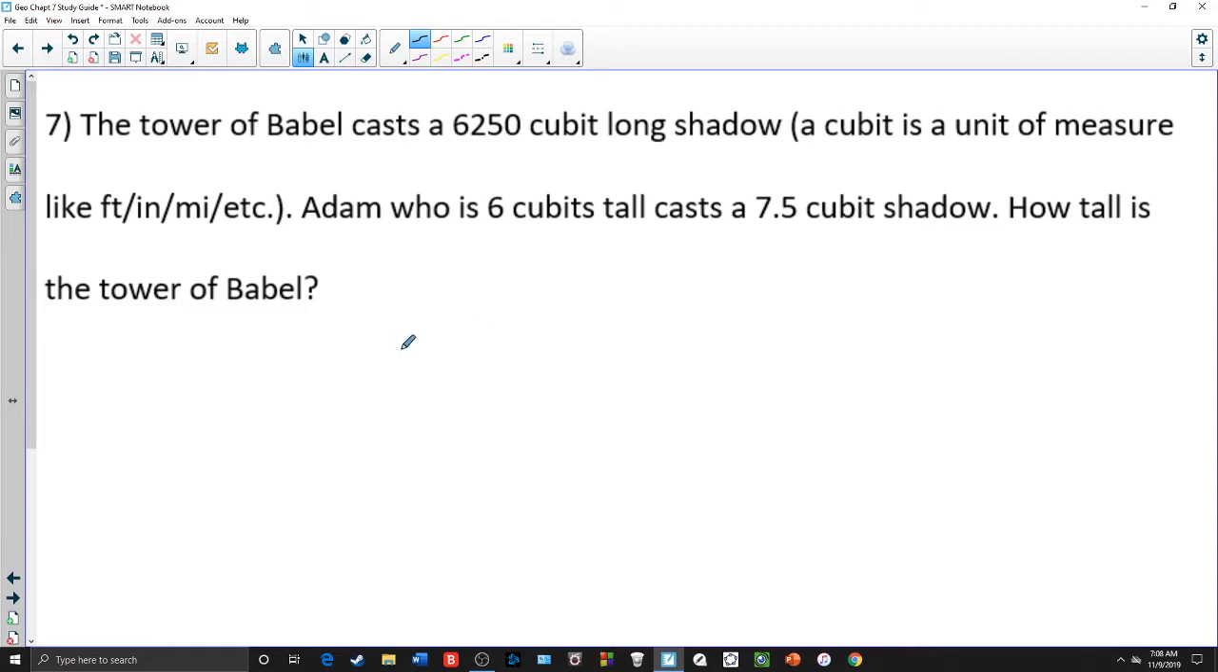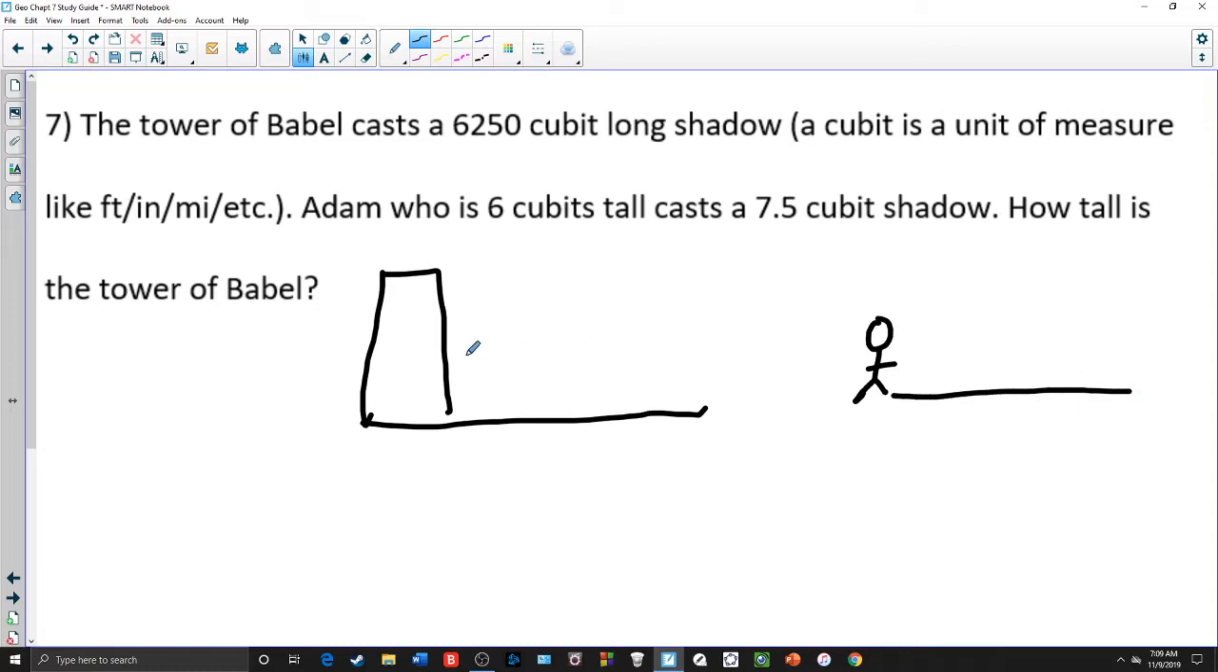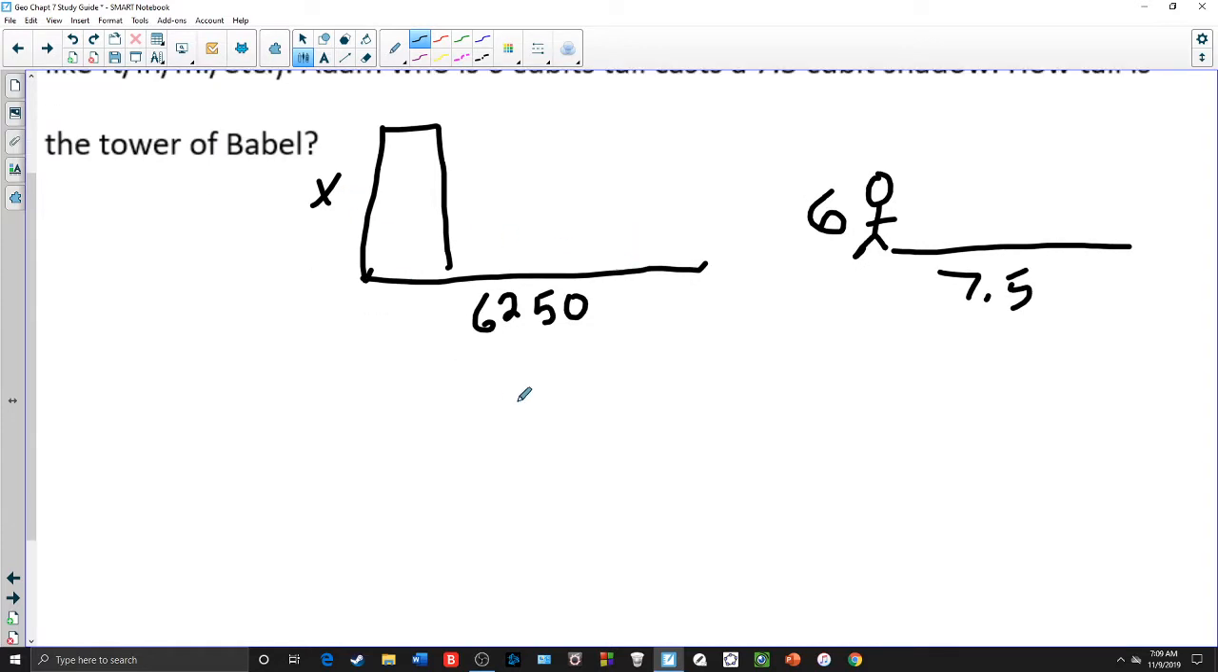Well, let's draw a picture here to help us out. So we have the Tower of Babel here. You can decorate however you want, not really important. And then we have Adam standing over here. So the Tower of Babel's shadow is 6,250 cubits long, and Adam's shadow is 7.5. And Adam himself is 6, and the Tower of Babel, we don't know. That's a mystery to us. So we want to figure out how much is x.